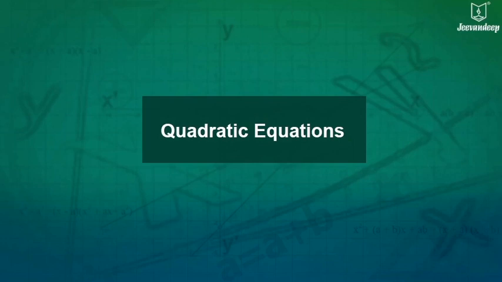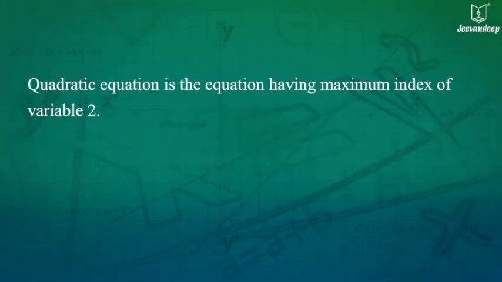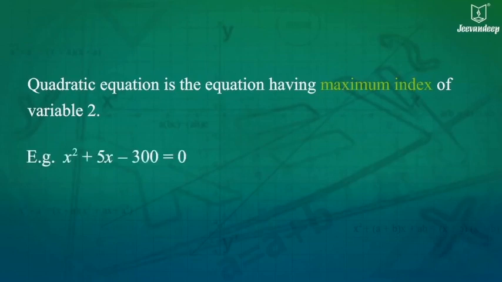Quadratic equations. A quadratic equation is an equation having maximum index of the variable 2. For example, x square plus 5x minus 300 equals 0.